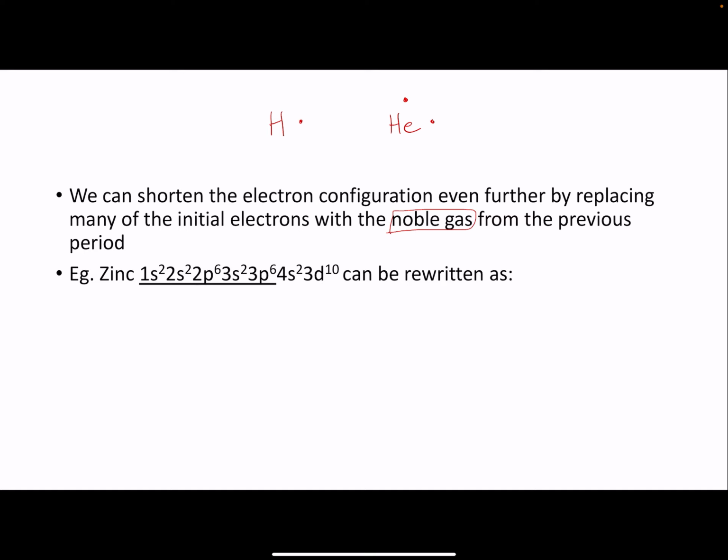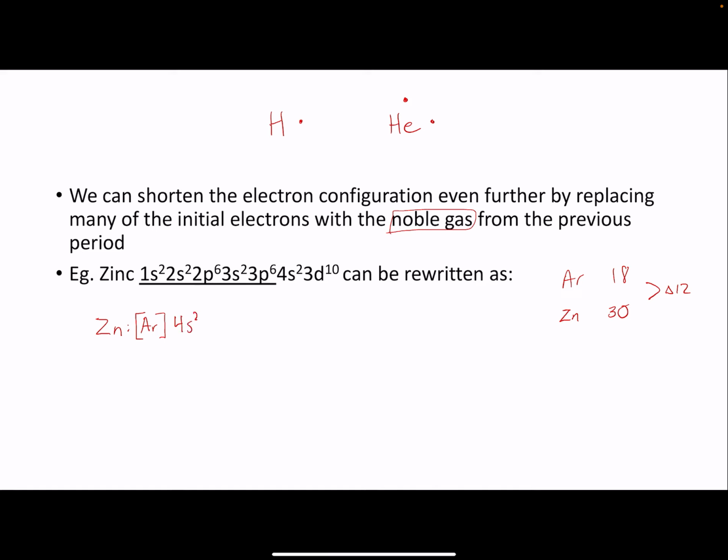So if you find zinc on your periodic table, the noble gas that's before zinc, if you want to pause and look at it, should be argon. So to write zinc's configuration, we can say it's really an argon atom. And if we count how many extra electrons there are, argon has 18 electrons. Zinc has 30 electrons. So there's a difference of 12. So it's an argon atom plus an extra 12 electrons.